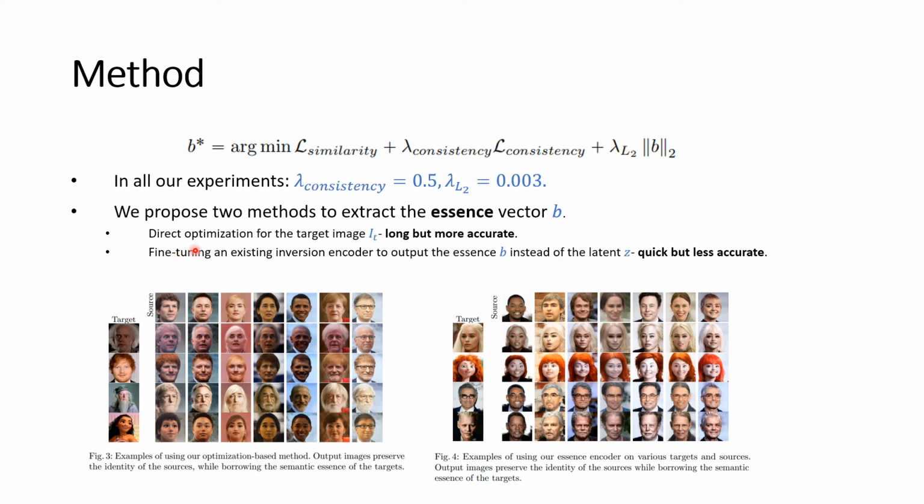The first is a direct optimization of this total loss term for each target image I_T, which is longer but more accurate, as can be seen from Figure 3. The second option is fine-tuning an existing inversion encoder to output the essence B of an input image instead of outputting the latent Z for the input image. This is quicker in inference time, but is less accurate, as can be seen from Figure 4 here.